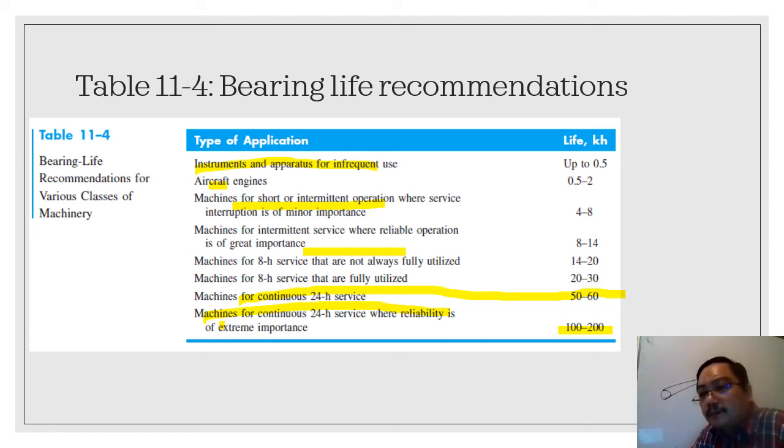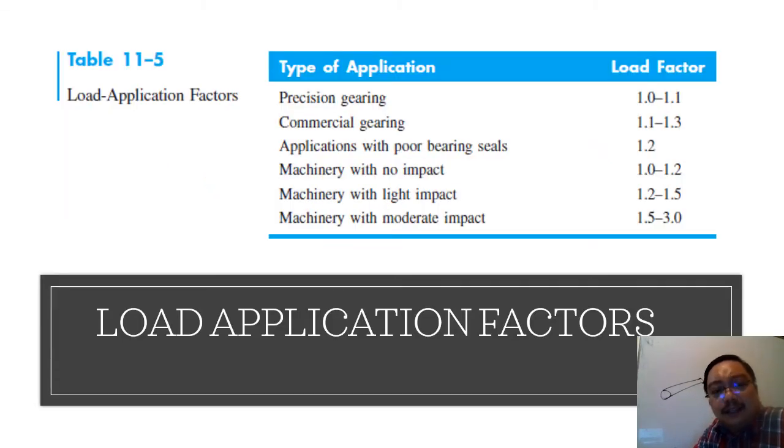Okay, and this is the load application factor, meaning that the word AF. After this, when we are doing some calculation, we will know the word AF. Okay, AF equals what? AF equal to 1, AF equal to 2, 3, 4, and 5, and everything. So this is the recommended value for AF. Okay, precision gearing, commercial gearing, poor sealing, no impact, light impact, moderate impact, and much more.